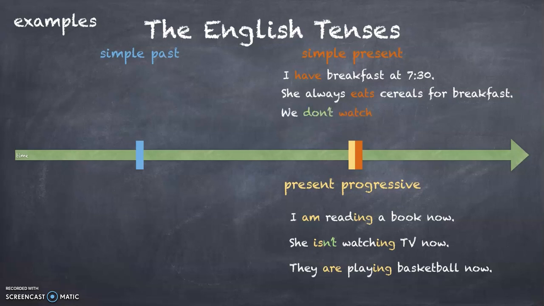And last example, we don't watch TV on Mondays. Here we have a negative sentence, so we have don't in front of the verb, and the verb then watch is in the infinitive form without the to.